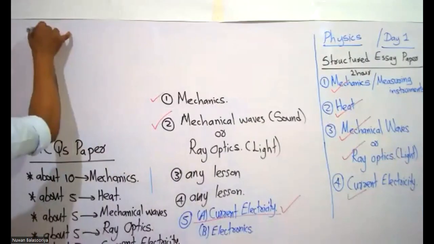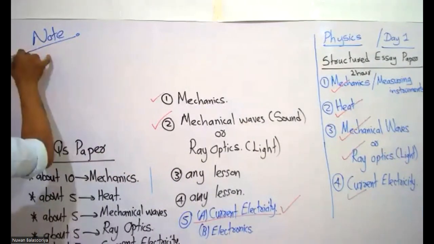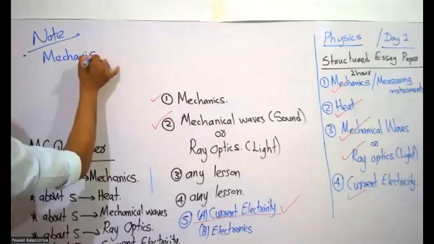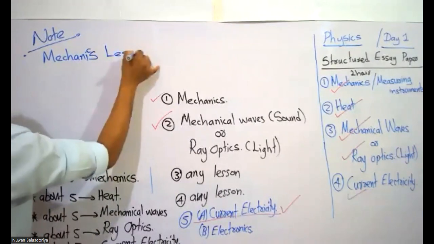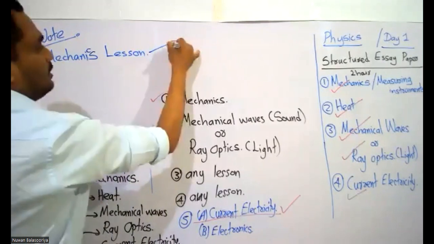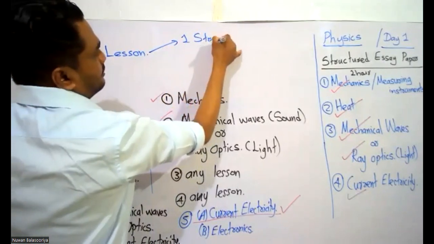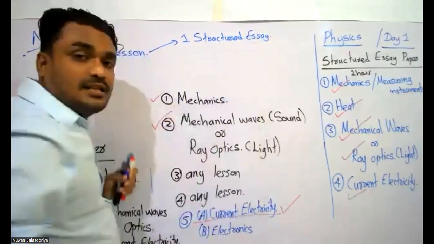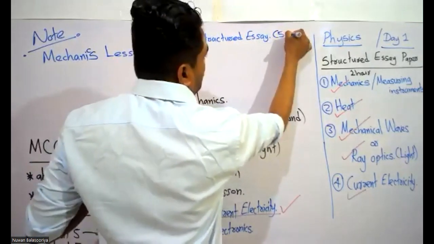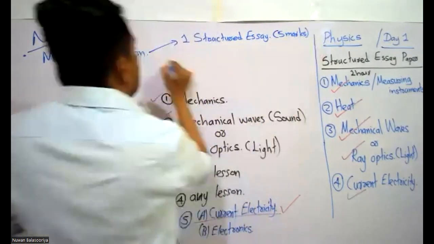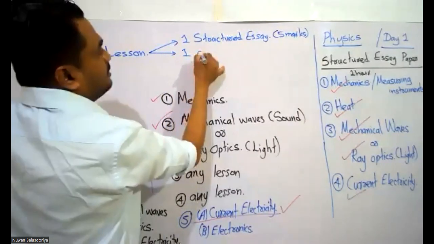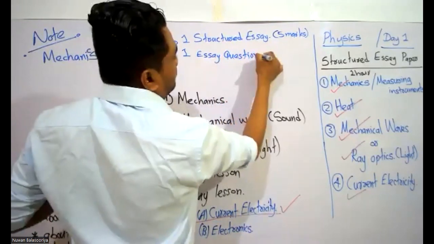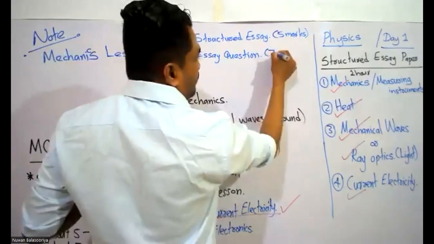If we consider the mechanics lesson, 37.5? Very good. If we consider the mechanics lesson, there will be one structured essay question. One structured essay question means 5 marks. And from the mechanics lesson, there will be one essay question. One essay question means 7.5 marks.